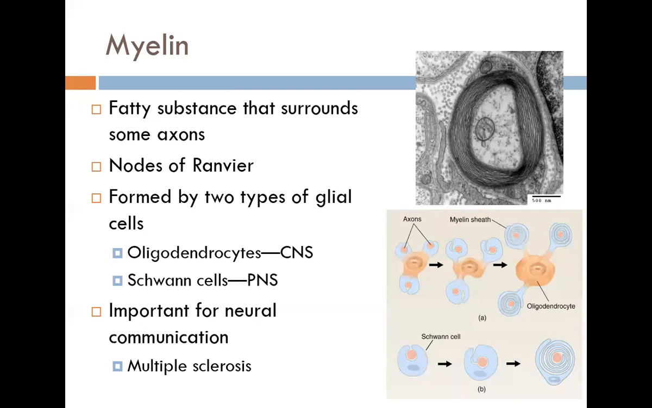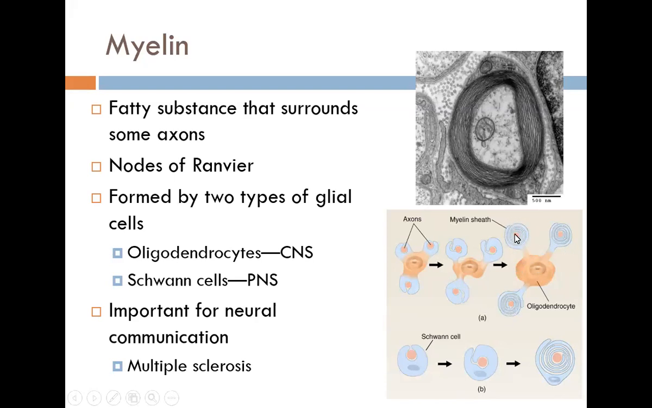Two types of glial cells formulate the myelin sheath, depending on where it is in your body. In the central nervous system, the oligodendrocytes formulate the myelin sheath. In the peripheral nervous system, Schwann cells are the ones that are surrounding the neurons or the cells. So here, the oligodendrocyte, as you can see, is formulating the myelin sheath.